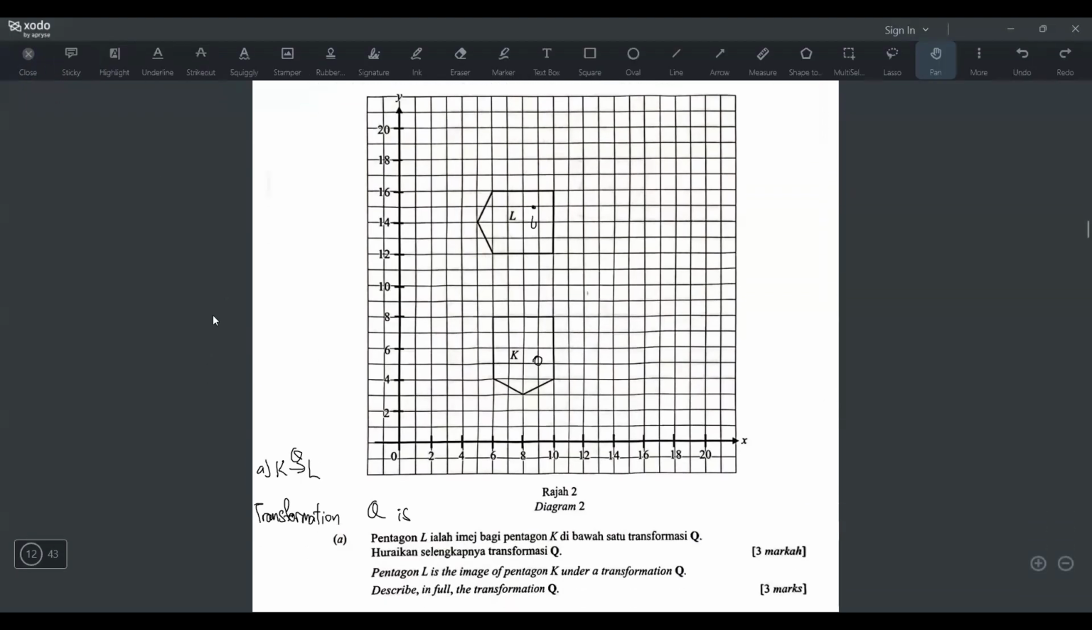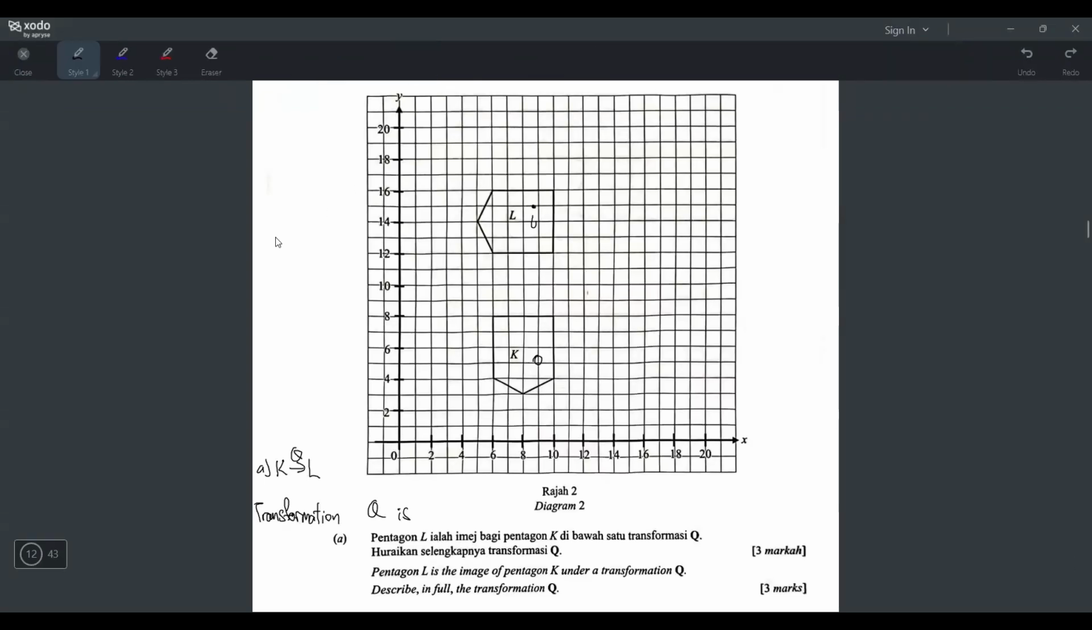Okay, but how do we determine which transformation? The method I teach students is always check the size first. Because if the size is not the same, you don't have to think already, just write enlargement. So can you check the size now? K and L, they are exactly the same size, right? So I don't think it can be enlargement.